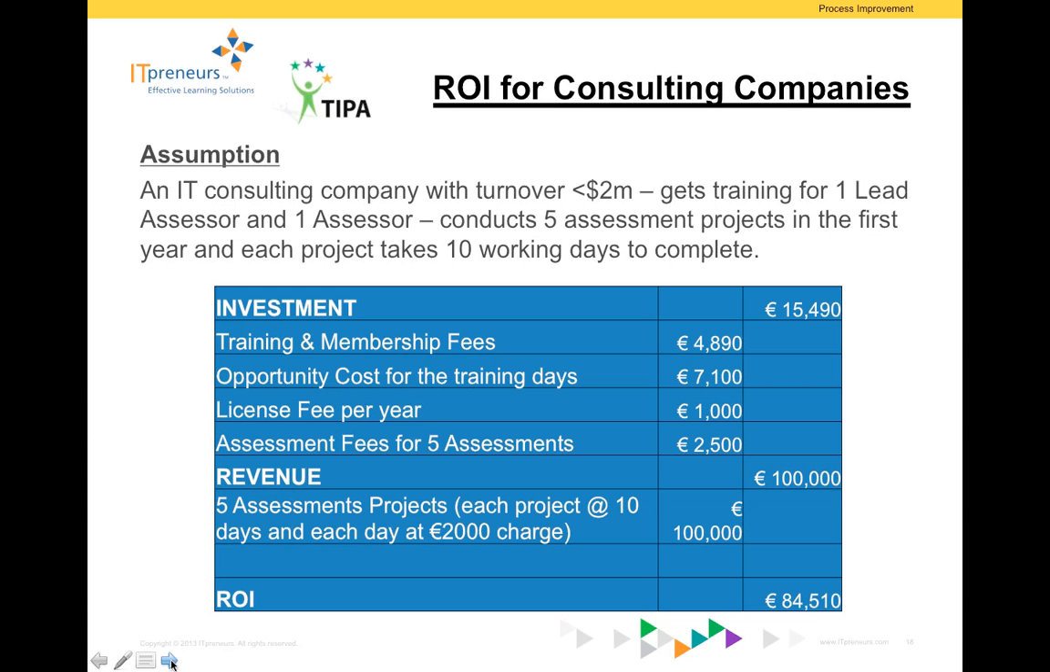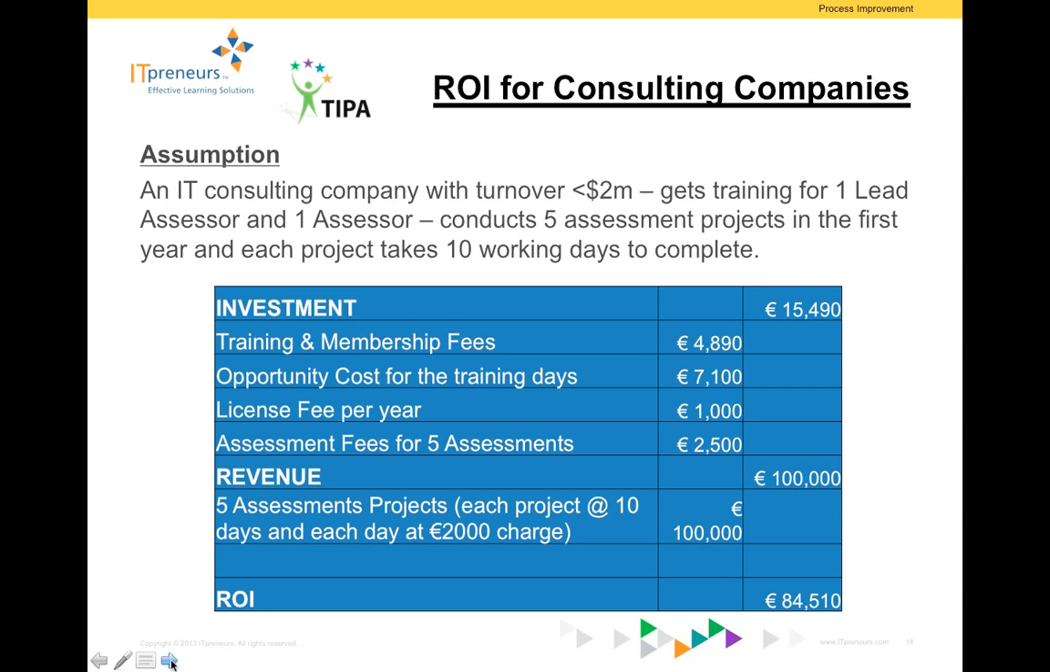It shows here a short example, using euros, of an investment you may have to make. This one is based on approximately 15,490 euros invested, which covers the training, membership fees, opportunity cost, licenses, and assessment costs for 5 assessments. So in that example, there was just under 16,000 euros invested, and potentially on 5 assessments, assessed revenues of 100,000 euros, you get a return on investment of close to 85,000 euros.